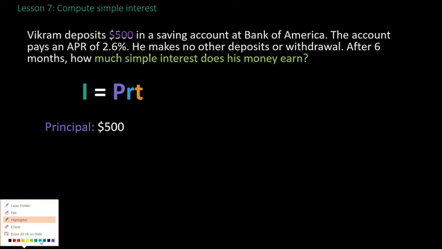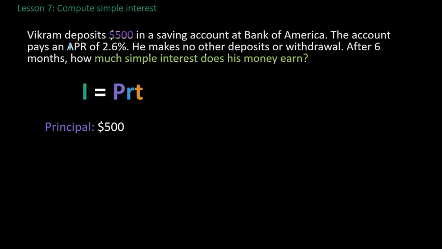Next, our rate. My rate, it says an APR of 2.6%. But of course I needed to convert that to a decimal, which would be 0.026. Hopefully at this time you're really comfortable with converting between percent and decimal form. If not, please reach out to me. I'm not going to go into the details about percent to decimal in this video.